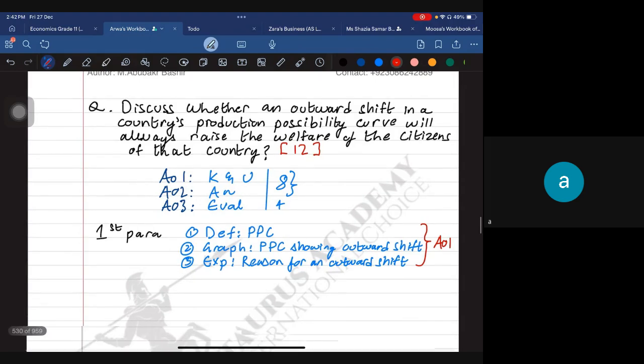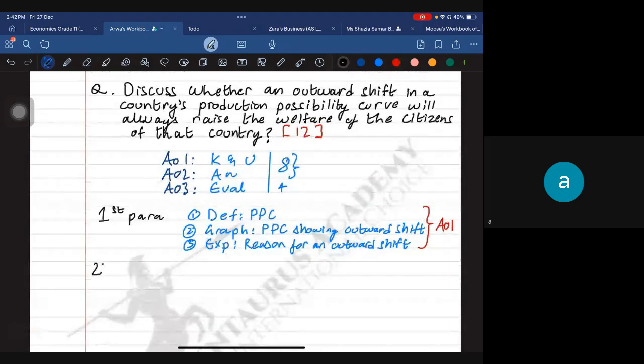Now coming to the second para. Or this could be second and third, because there will be points that you have to analyze, right? So here, how are you going to start? Okay, the first thing I'm going to start with is I'll try to explain both sides of it. The first paragraph is going to be AO1. Is it okay if I have four paragraphs in my answer? It is perfectly okay, no problem with that.